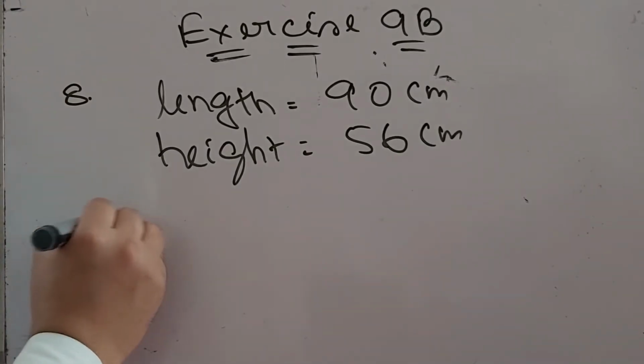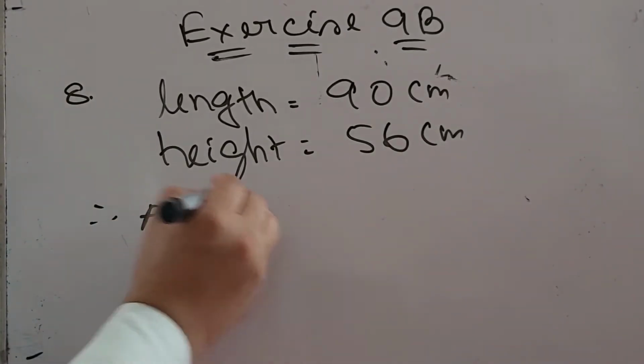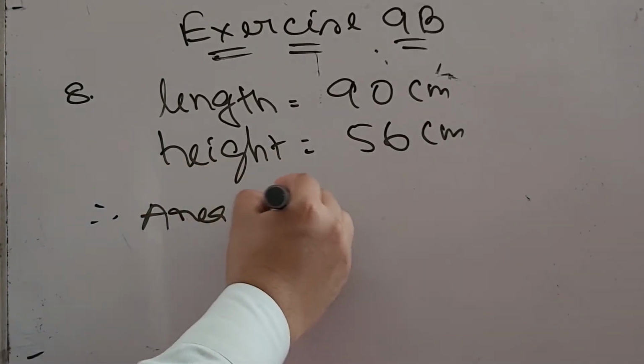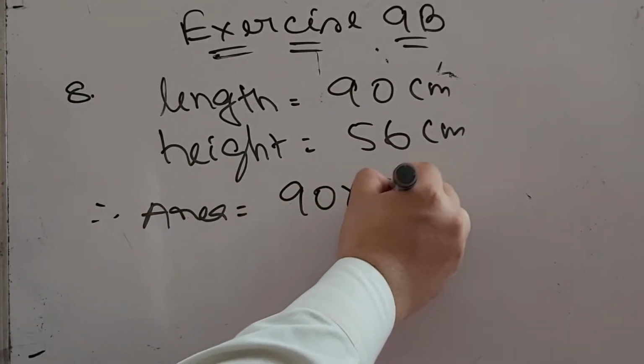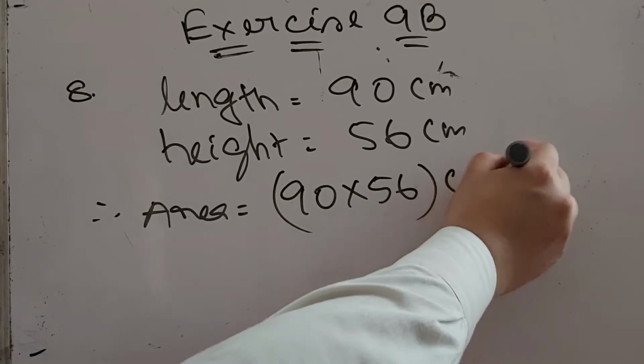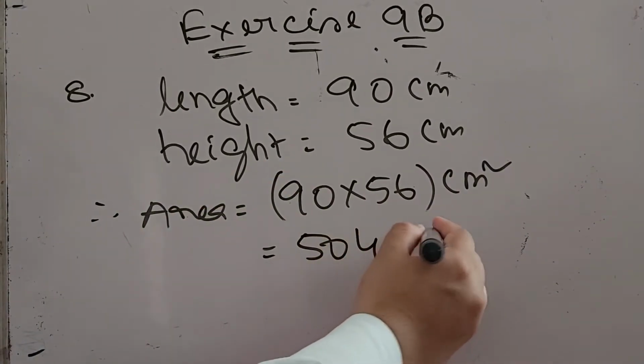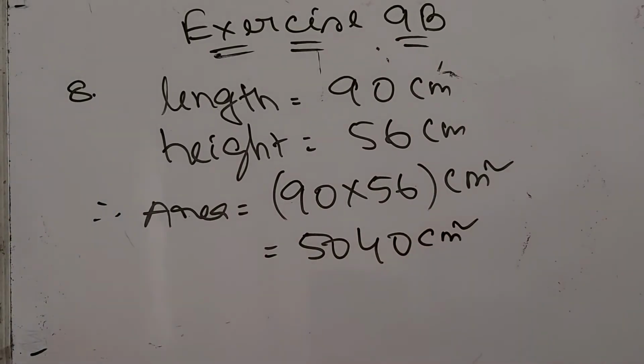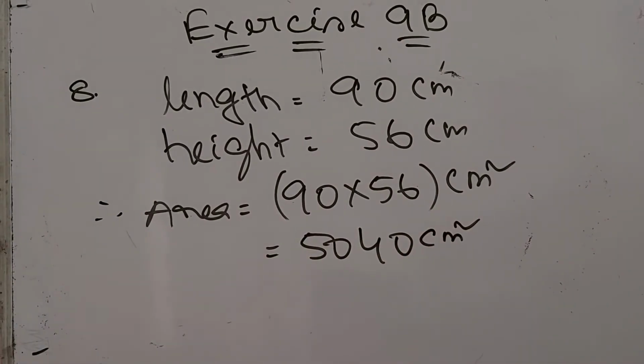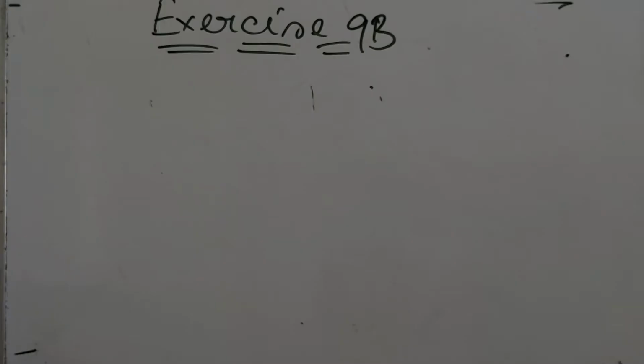So now area equal to, we already know that area equal to length into height, that means 90 times 56 square centimeter. So 90 times 56, that is 5040 square centimeter. So 5040 centimeter square or square centimeter will be the answer of number 8.